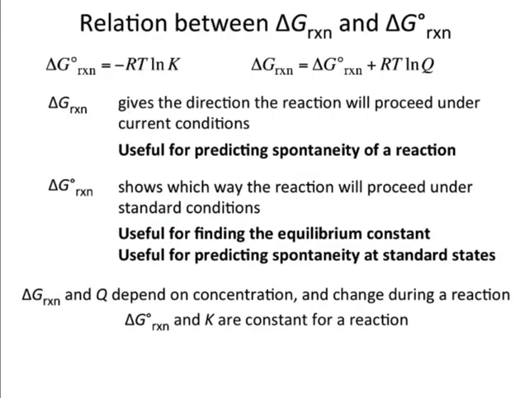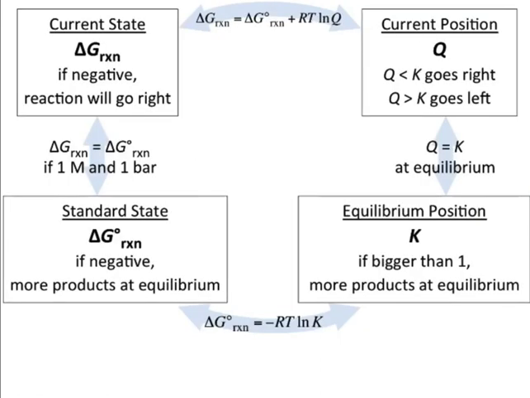All right. Why are these two things useful, right? So delta G is useful for predicting spontaneity given your current conditions, whereas delta G° helps you find the equilibrium constant, which is often a really useful thing to be able to calculate. And then if you happen to start at standard states, this will tell you which way you're going to go. Delta G and Q depend on concentration and will change as the reaction goes, whereas delta G° and K are constant for a given reaction. And so you can convert between all of these. So I'll start in the top left.